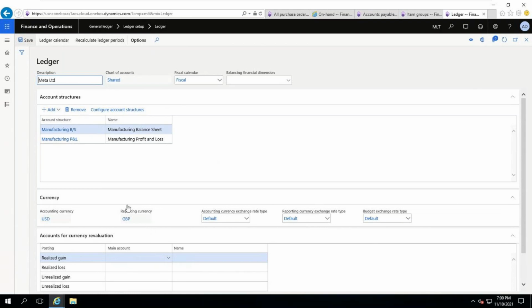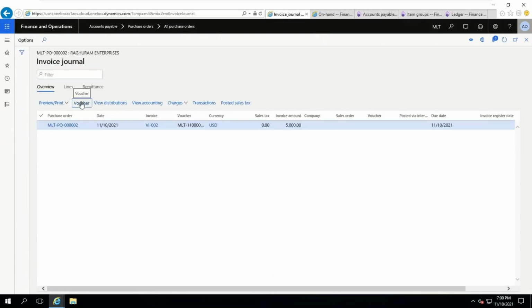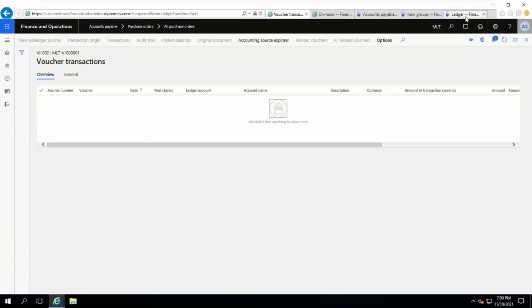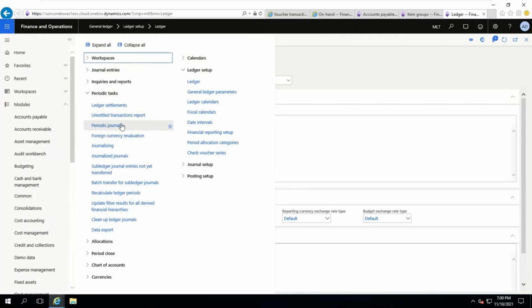Understood? You cannot modify further. Now if I go back to purchase order invoice voucher, it will not show any voucher. The reason is that the subledger journal entry is not transferred. I have not transferred it, so it will show blank at this point, frankly, but it was posted but not transferred. Now let me do this transfer journal, subledger journal entries not yet transferred.